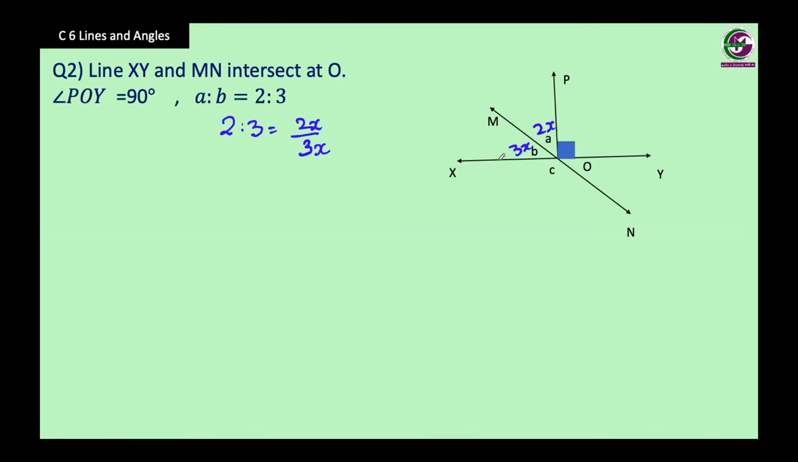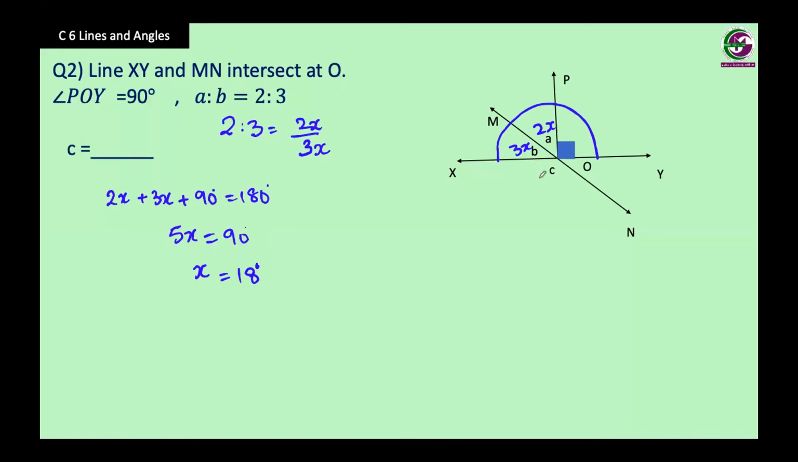Now you know that A, B, and 90 altogether is on the line XOY. So 2x plus 3x plus 90 degree altogether is 180 degree. So we get 5x is equal to 180 minus 90, which is 90 degree again. So we can rewrite x is equal to 90 divided by 5, which is 18 degree. Now here the question is to find the angle C.